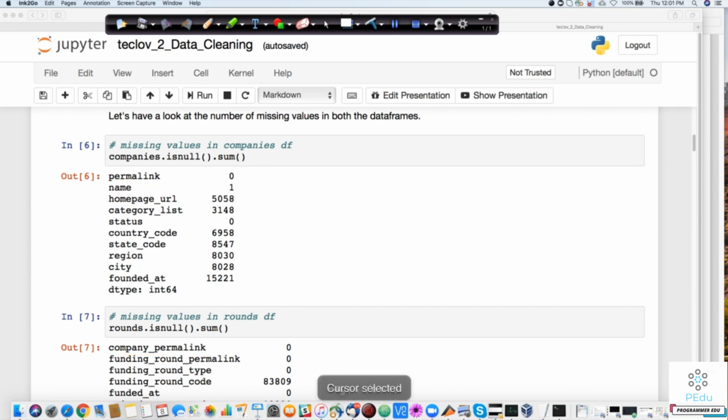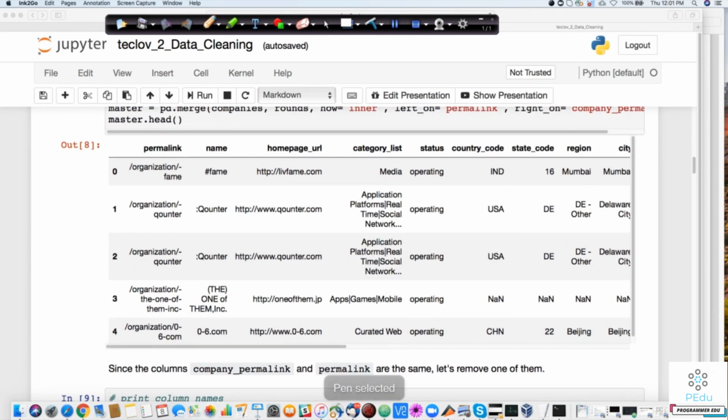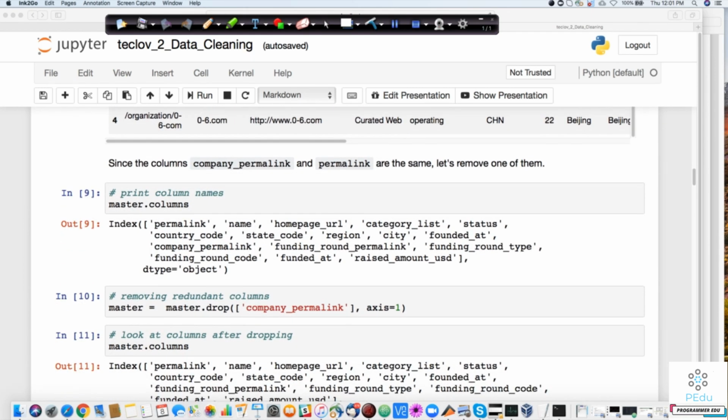So what we would like to do is see how we can perform this merge. We're going to merge companies and rounds using an inner join on this particular column. Let's look at the data. This is how the merged data is going to appear. Let's go ahead and look at the columns of the master data frame.